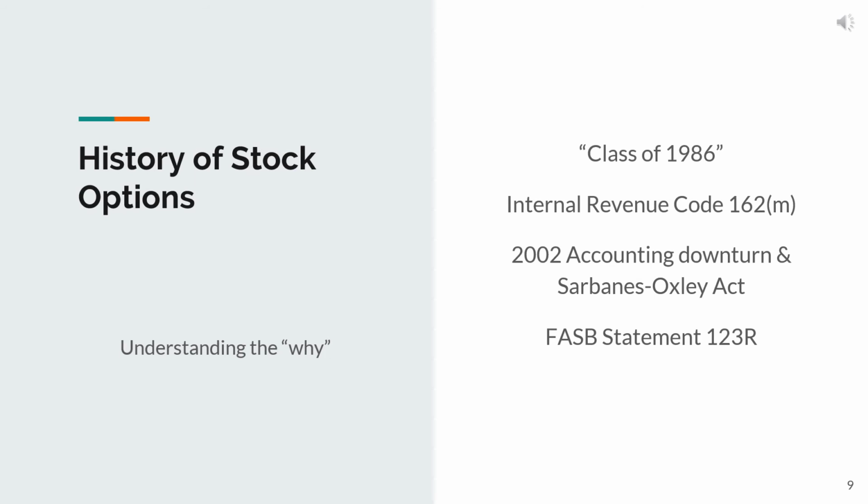Hi class, this is Margaret, and I'm going to give you a brief history of stock options as it was presented in More Than a Numbers Game. We're going to start off with the class of 1986, the Internal Revenue Code 162 Section M, the 2002 accounting downturn, which inspired the Sarbanes-Oxley Act, and lastly, the FASB Statement 123 revised.